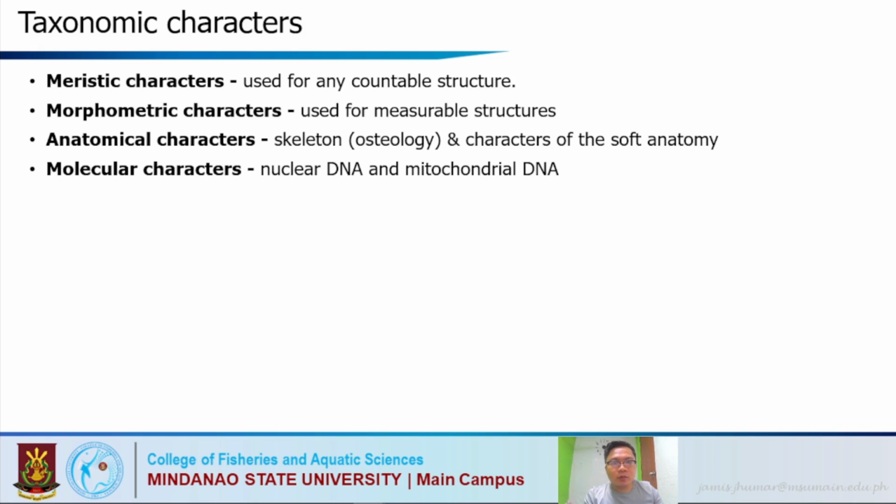And then the most modern and the most accurate taxonomic characterizing criteria is basically the molecular characters. Molecular characters basically use nuclear DNA and mitochondrial DNA in order for us to identify what particular sequence signifies that a particular species belongs to this group of fishes. So it involves molecular DNA, electrophoresis, and PCR analysis. So those are the four taxonomic characters that are being employed in the science of taxonomy.